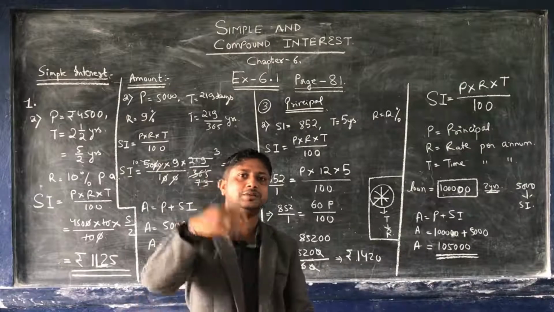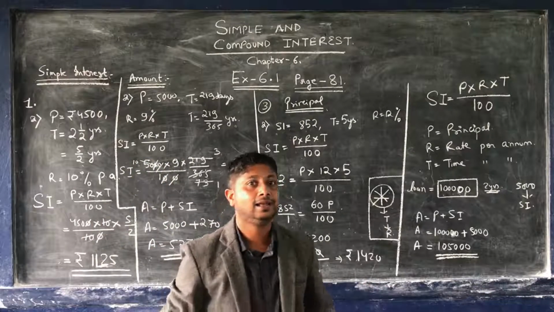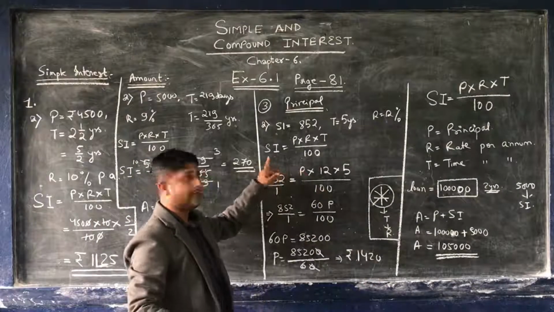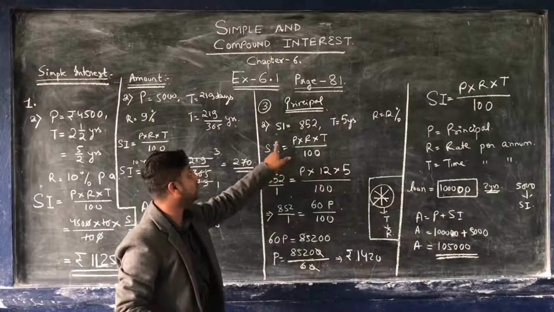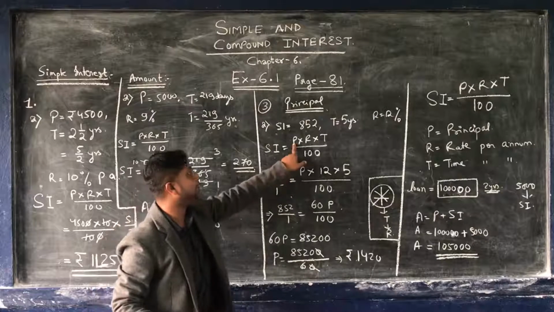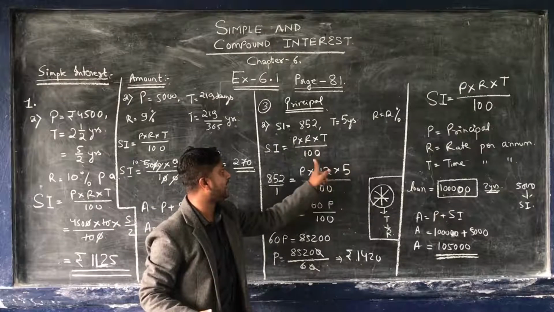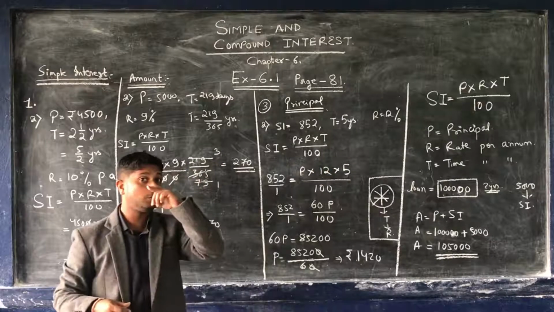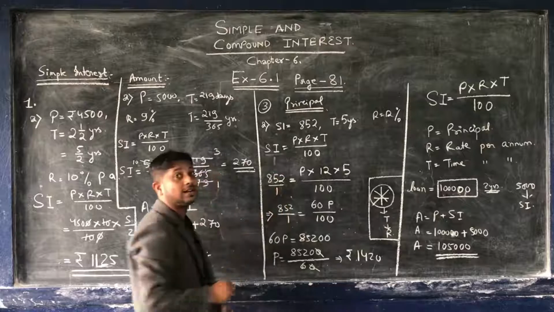If the time is not given, keep it as T. If the rate is not given, keep it as R. So here, put the same formula. SI equals PRT by 100. SI you know it is 852. Principal you don't know, keep it as P. The rest of the things you substitute: 12, 5 by 100. Now here there is no denominator, so put it as 1. Now you can cross multiply.